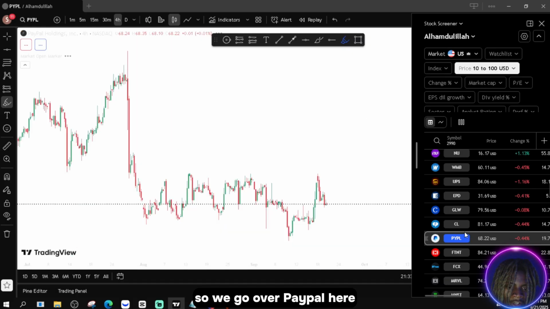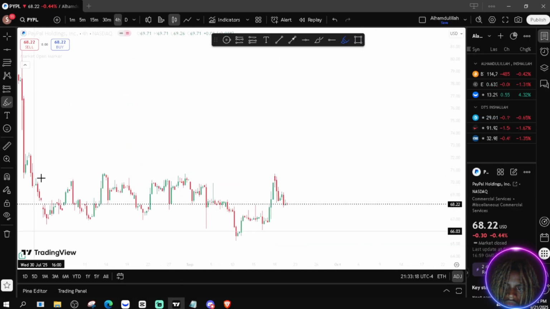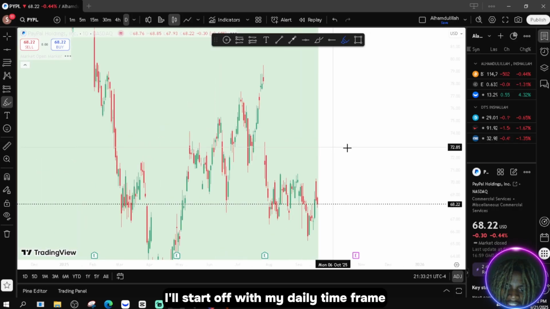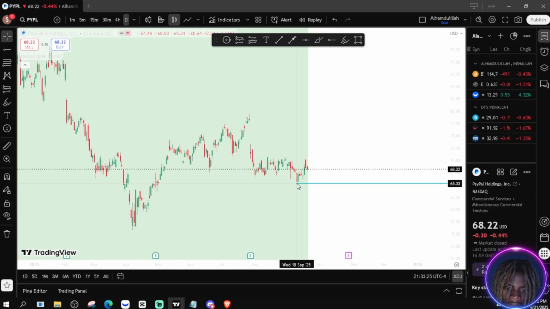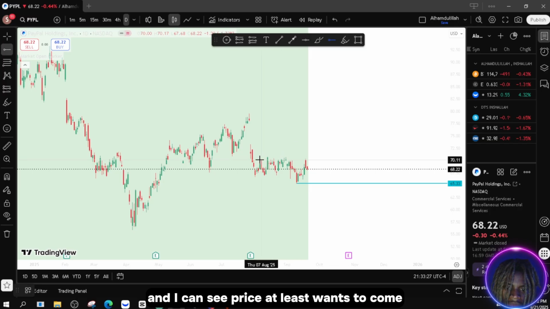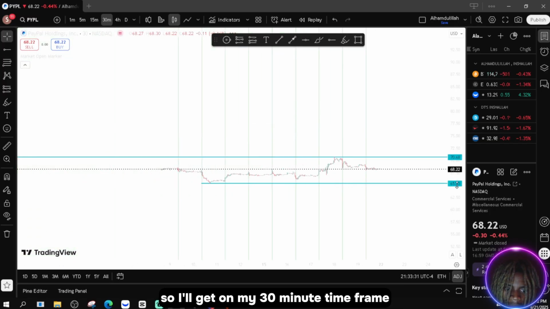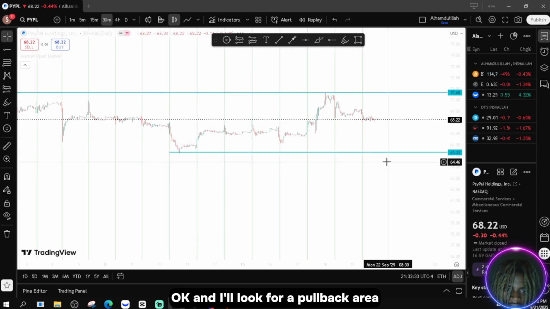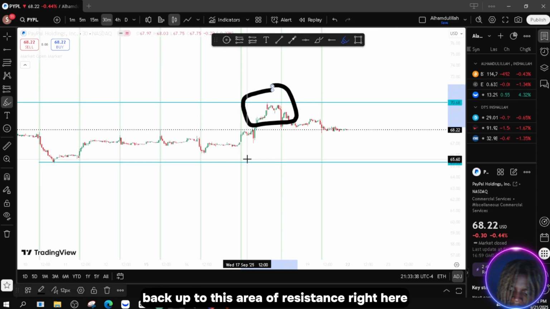So we'll go over PayPal here. I'll start off on my daily time frame, get the bigger picture. I can see price made this low right here. I can see price at least wants to come test this resistance area up here. So I'll get on my 30-minute time frame, and I'll look for a pullback area to see if we can catch it back up to this area of resistance right here.